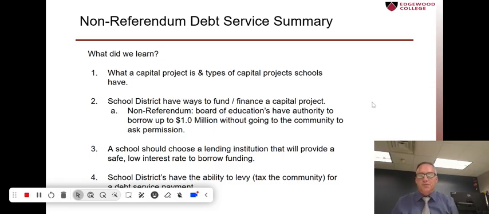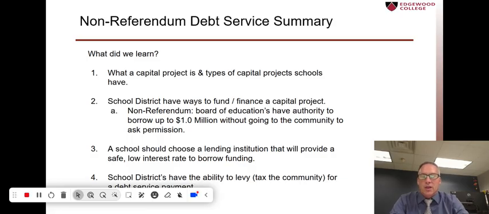So what did we learn? Well, we learned what a capital project is. We learned why schools have them and the types of projects that a school may have. We also learned in part 1 how a school can finance or fund a capital project. We learned that schools have the ability to go and get a loan for up to $1 million without going to the taxpayer and asking permission. The board can simply, with a majority vote, approve a school business office going out and getting a capital project loan.